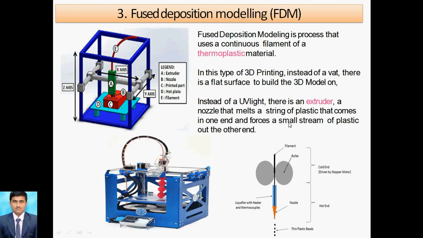So here this string of plastic comes in at one end. Instead of UV light, the extruder nozzle is used. So this is the safest method for 3D printing. Here we can see that after heating, the filament goes downwards from the roller, and when it liquefies, that material goes down, and thin plastic beads form on a bed. So according to the programming, it can move in the x and y coordinate system and then form a component. So this is fused deposition modeling.